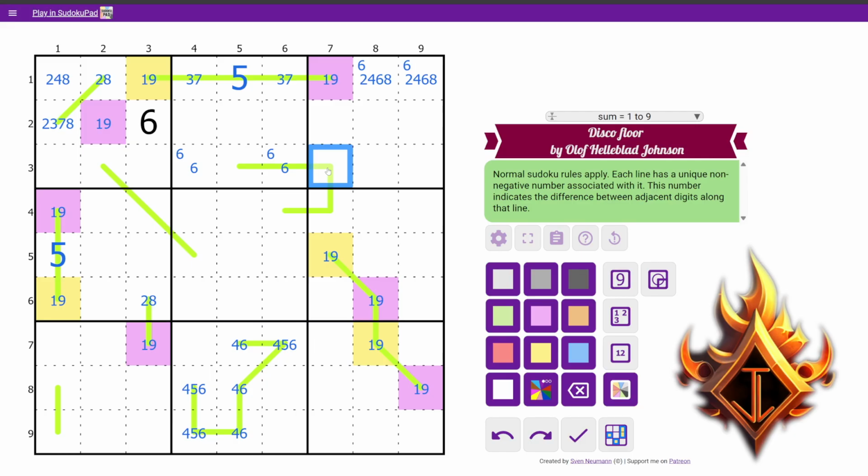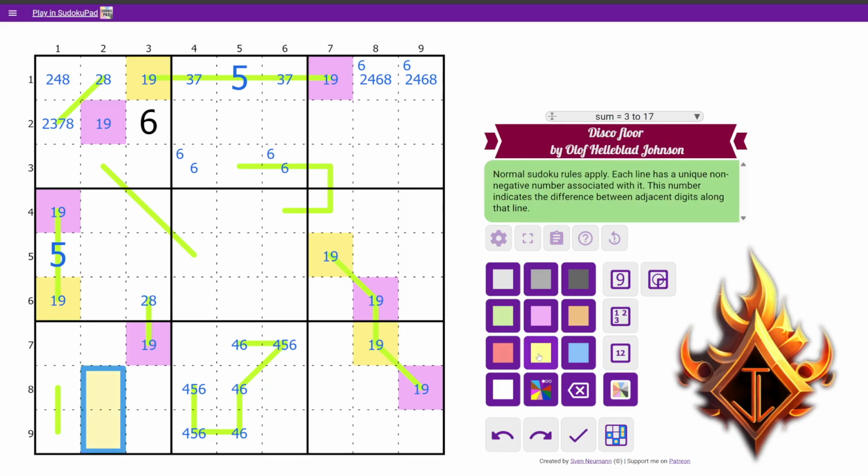So this cannot be 9. So this could be 3. 6, 9, that could be 6, and that could be a 1 or 9. It would be a yellow. That would probably be okay though.